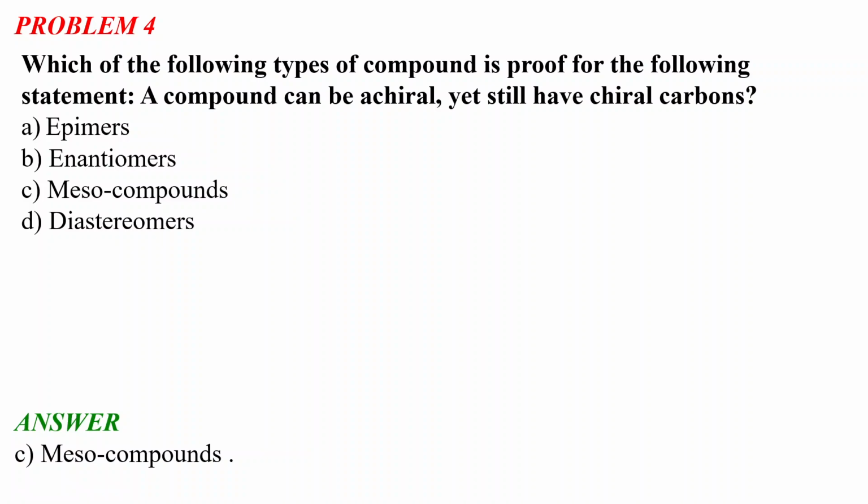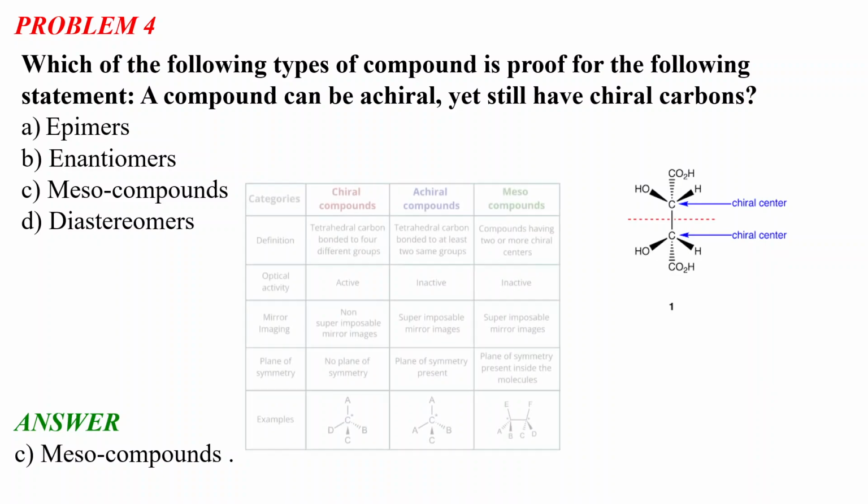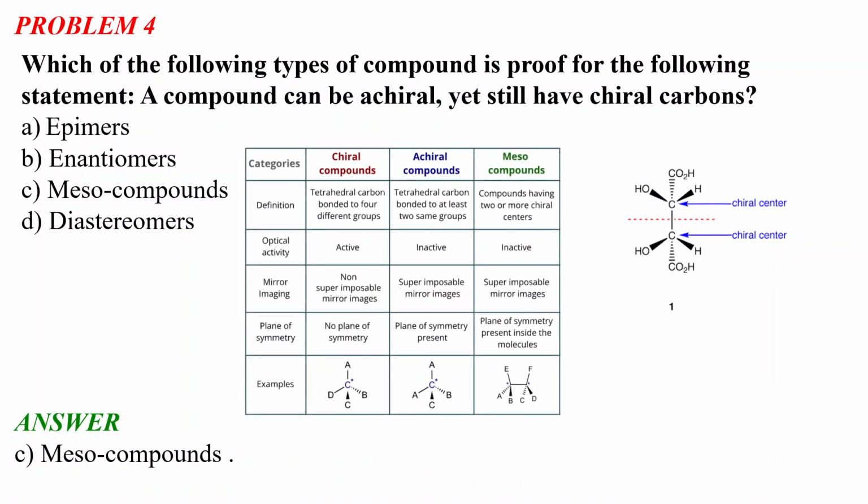So the meso compounds are achiral, but they have chiral carbons, and diastereomers are something different. The diastereomers may not be achiral. So there is no correlation between diastereomerism and chirality. These are two different concepts. We will come to that part also later. You might get confused in these things. So these are a few categories of compounds.